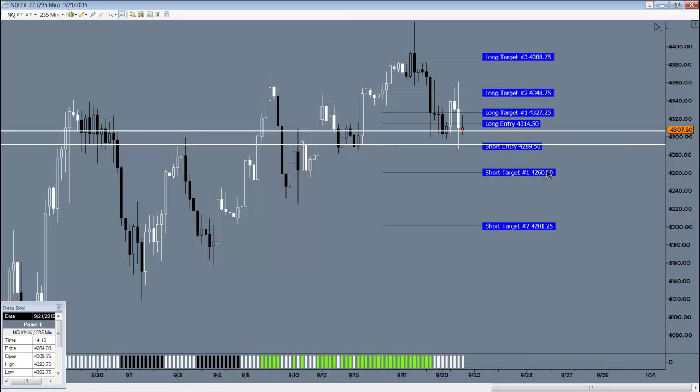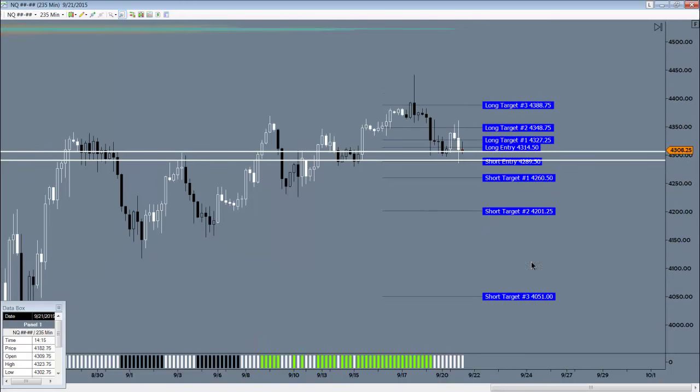That'll put on a 30-point run on the table, and then another 60. Below 4,200 is similar to the Dow getting below 16.1s, and that could see a much bigger sell-off. 40.51 is the third target to the downside here for the Nasdaq.